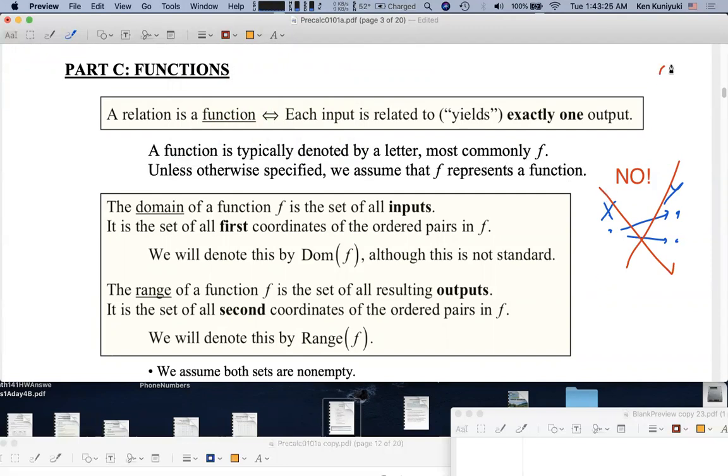And by the way, something like this could be the graph of a relation, but it could not be the graph of a function. It violates the vertical line test. So a function is a special kind of relation where this is not allowed, an x yielding two or more y's.